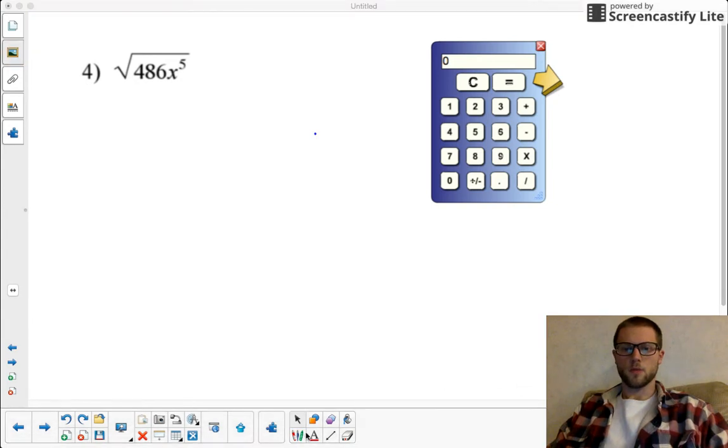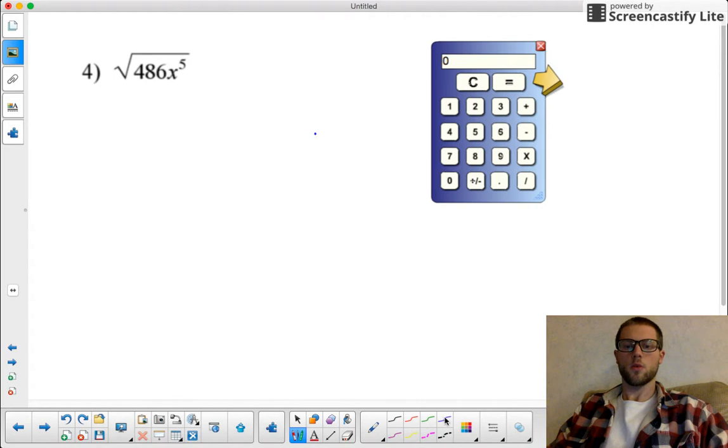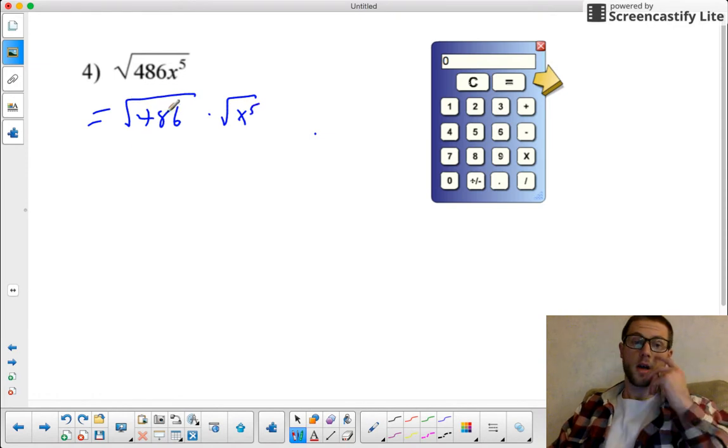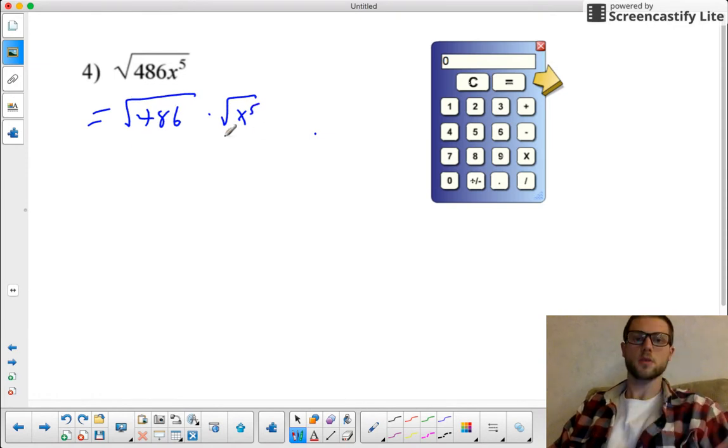All right, this problem comes from tonight's homework, and what we want to do here is simplify this radical, the square root of 486 times x to the fifth. So I'm going to split this first up into the square root of 486 times the square root of x to the fifth. That way I'm just going to deal with the constants first, and then I'll deal with the variables next.